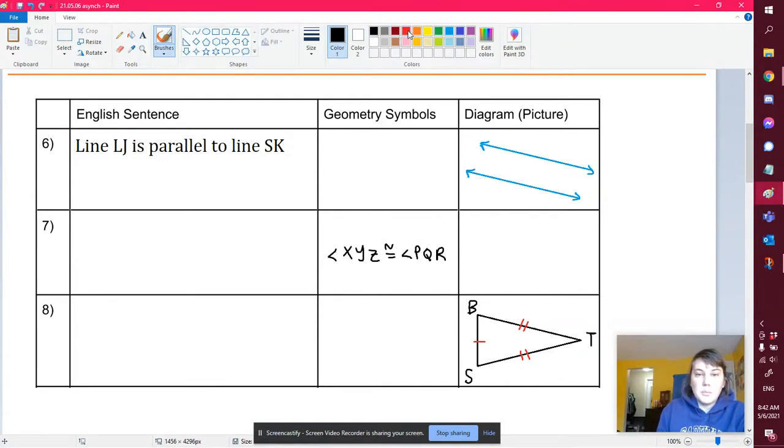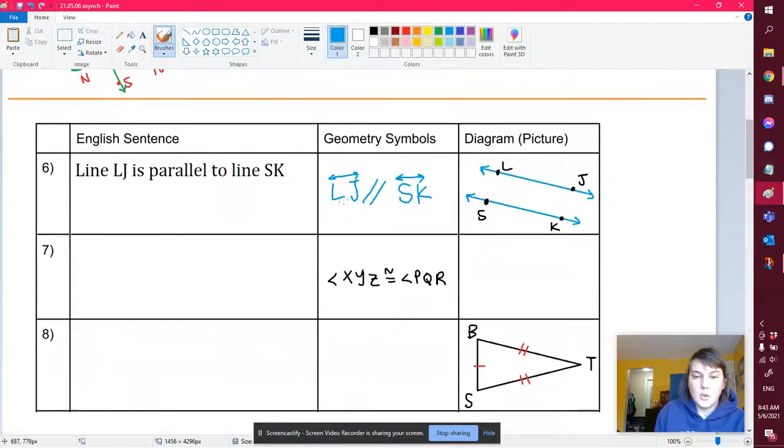And then I need to label one of them as LJ. And then I need to label one of them as SK. That's the picture drawn, right? And then the geometry symbols I'm looking at is LJ is a line, is drawn as LJ, the vertices right in a row, and then the little line symbol on top. SK similarly, and then the word parallel gets translated, as we saw up here, into these two little parallel lines.